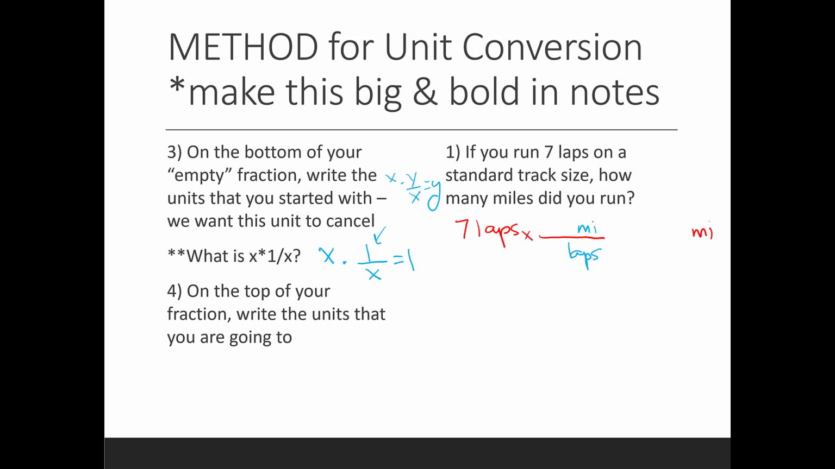All right, so that's like with this one right here. The x is canceled out, and I'm going to end up with y, the units that I want to end in. So these laps are going to cancel out. I'm going to be left with miles.